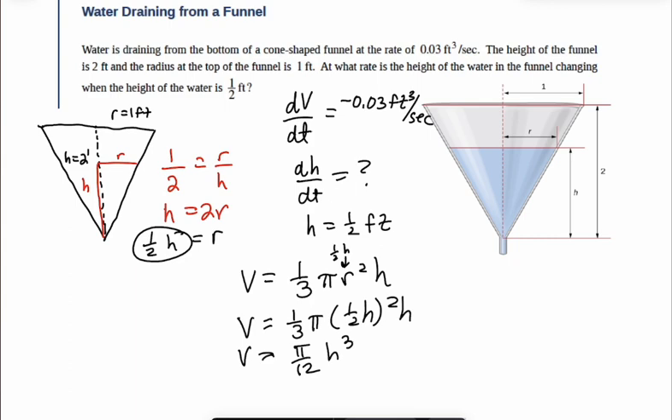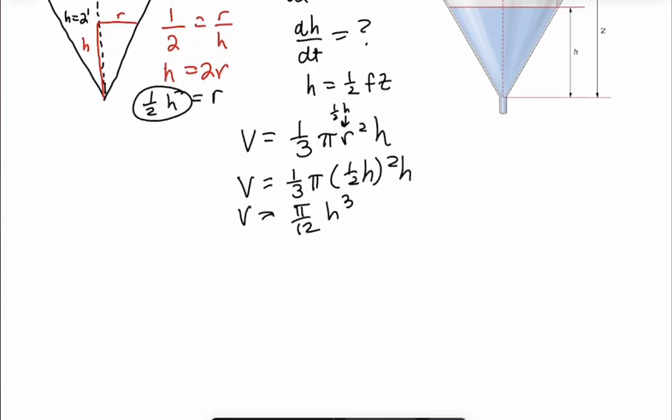And then that moves us to differentiate. Now we're differentiating with respect to time. So if we have an H in the equation, we tack on a dH/dt. If we have a volume in the equation, we tack on a dV/dt. Okay. So the derivative of V normally is 1, but we have to tack on a dV/dt. So it's 1 dV/dt. When we take a derivative of pi over 12 H cubed, normally it's pi over 12 times 3H squared, but we have to tack on a dH/dt.